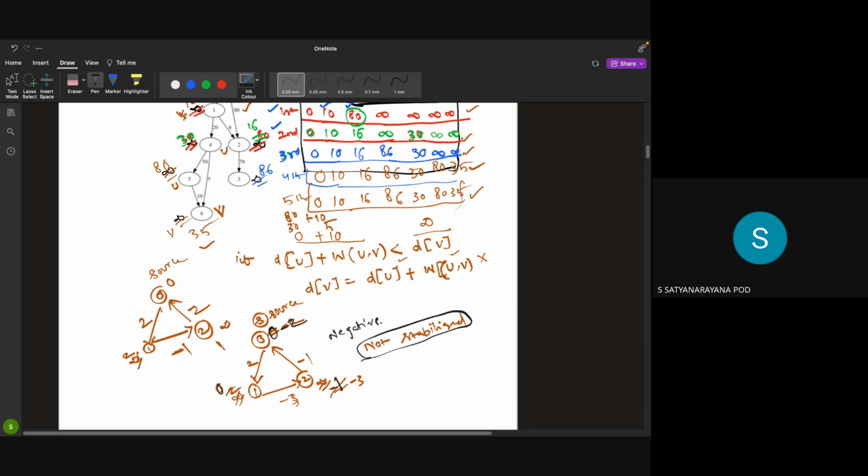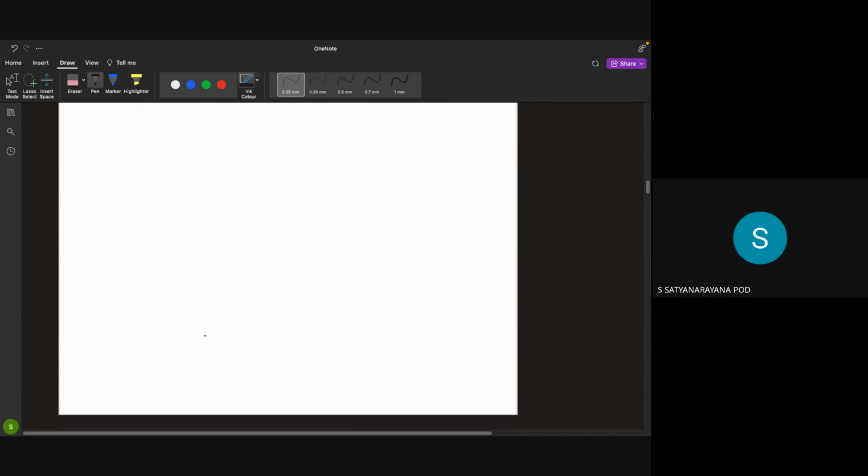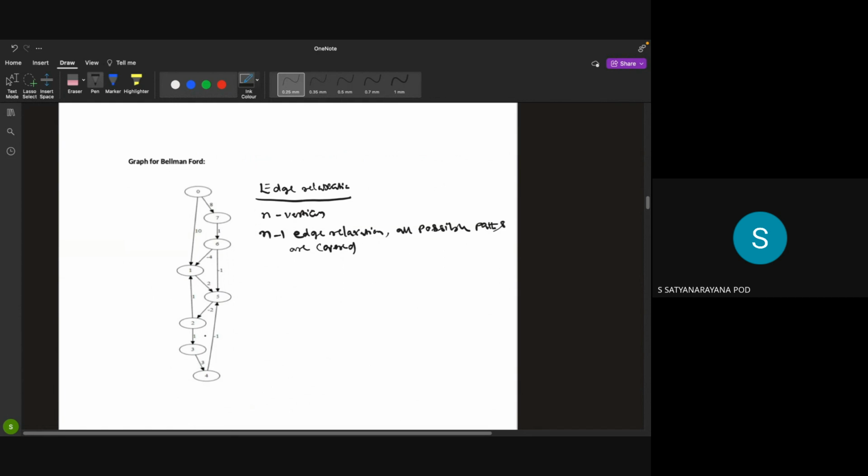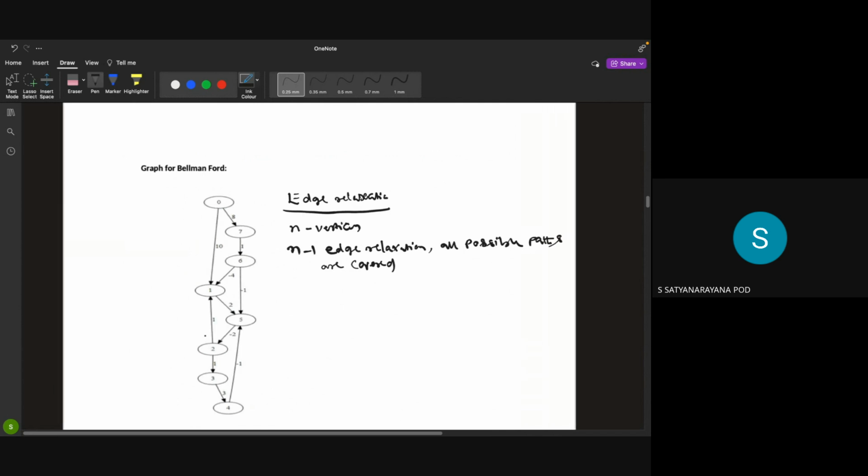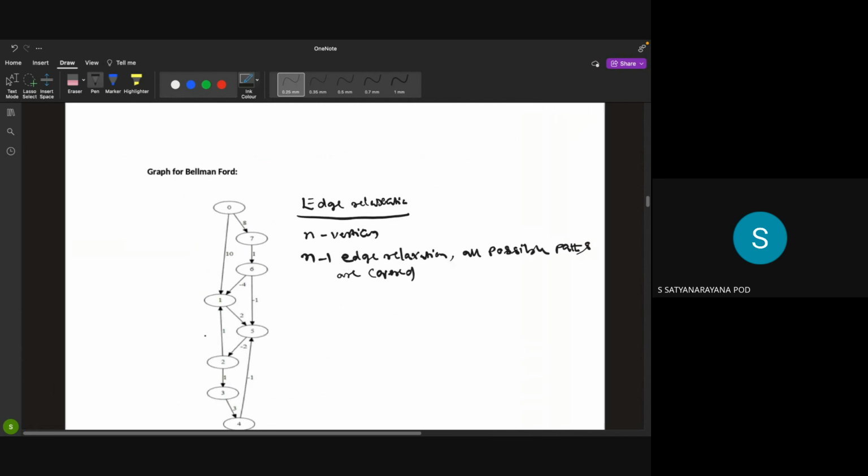Negative cycles are the problem, but a negative edge weight doesn't create any problem. Clear? So now the graph they have taken has negative weights only, and we are sure there is no negative cycle. How can you check that there is no negative cycle? It is very simple.